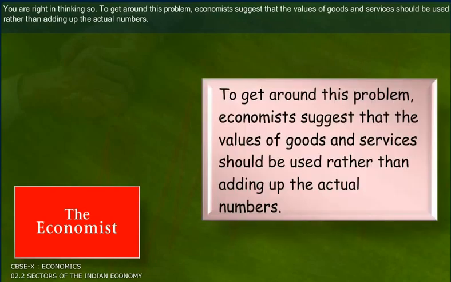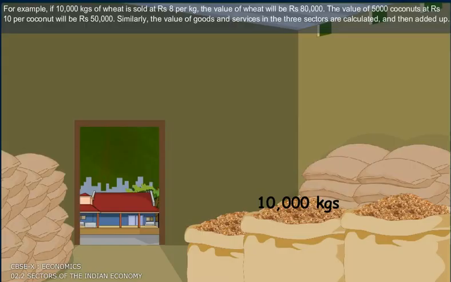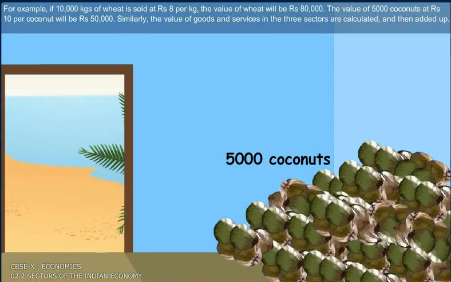You are right in thinking so. You get around this problem. Economists suggest that the values of goods and services should be used rather than adding up the actual numbers. For example, if 10,000 kgs of wheat is sold at rupees 8 per kg, the value of wheat will be rupees 80,000. The value of 5,000 coconuts at rupees 10 per coconut will be rupees 50,000. Similarly, the value of goods and services in the three sectors are calculated and then added up.